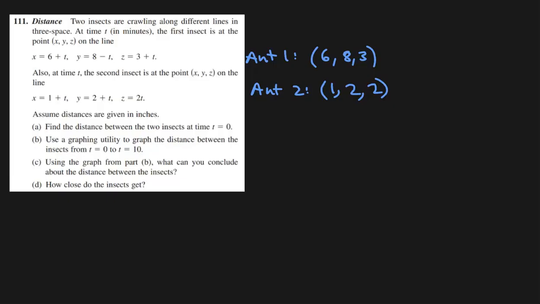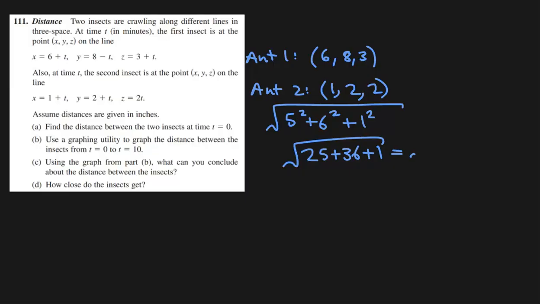Now all you have to do is use the distance formula between these. So make sure you get the signs right. 6 minus 1 is 5, so square that. 8 minus 2 is 6, so square that. 3 minus 2 is 1, so square that. 25 plus 36 plus 1, I think that's 62. So it's going to be the square root of this, which is the square root of 62. So this is part A.